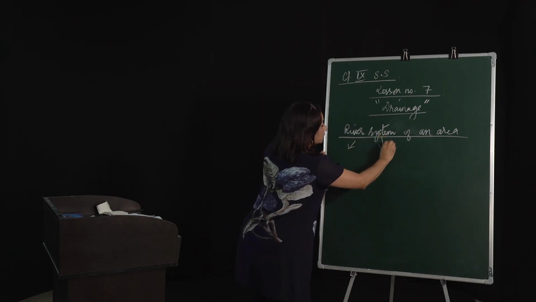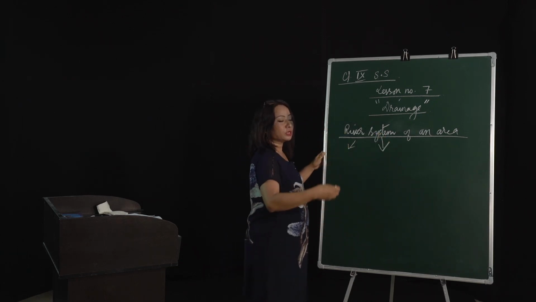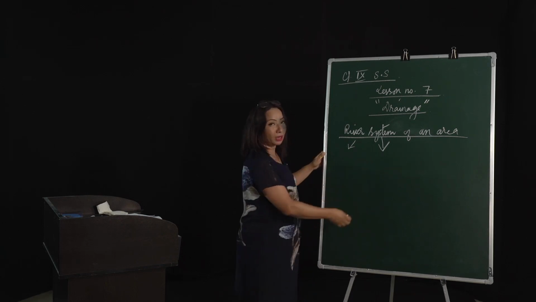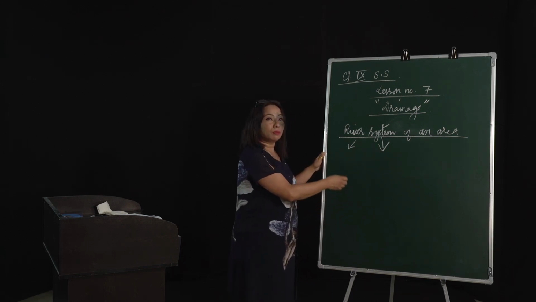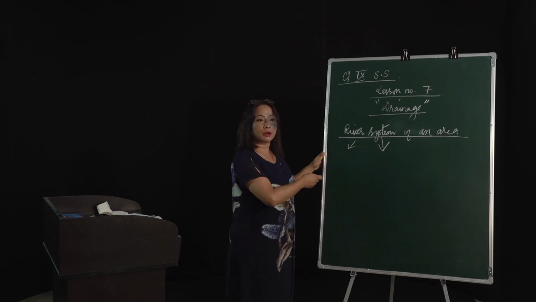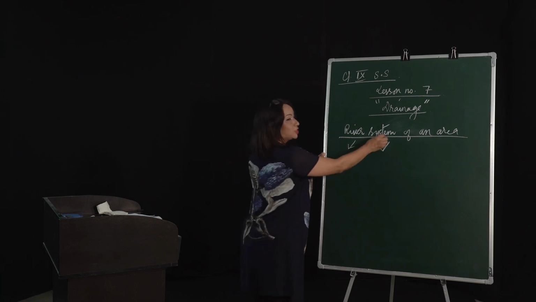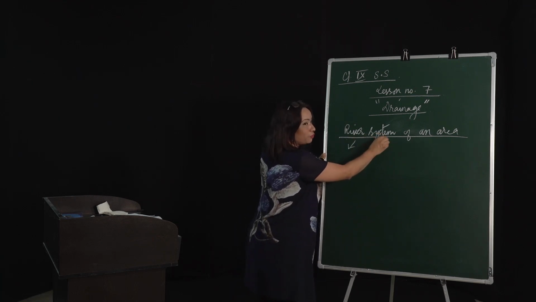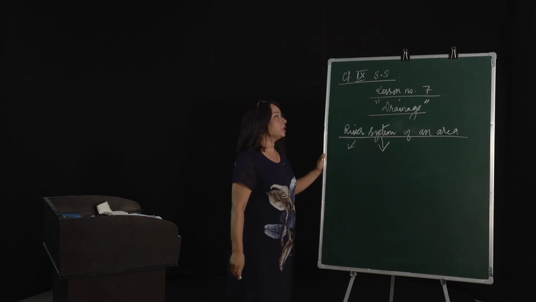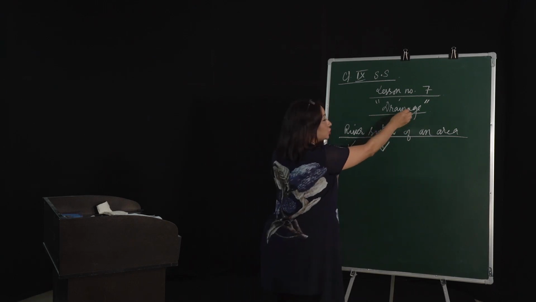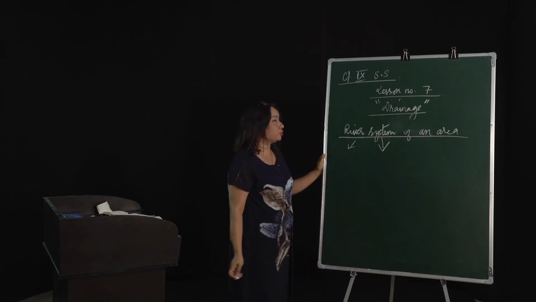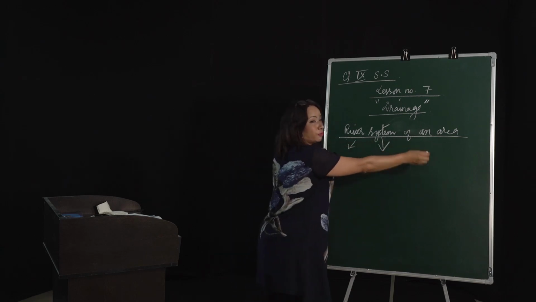System, what is a system? Many small rivers in an area come and join one main river, and that main river carries the water from all the small rivers and carries it into a lake, a sea or an ocean. That is a system. So the river system that you find in a particular area is called drainage. So drainage is used to refer to a river system of a particular area.